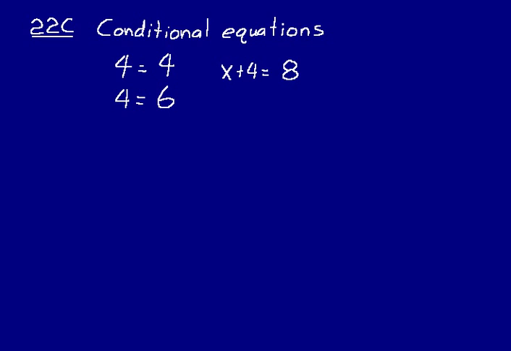So conditional equations, they're conditioned by the value that you put in there for the unknown variable. The truth or falsity of that equation is conditioned by whatever value you substitute in. So for that example there, x equals 4, that would make that statement true. If you substituted x equals 4 into that equation, then you would have 4 plus 4 is equal to 8, which is true.